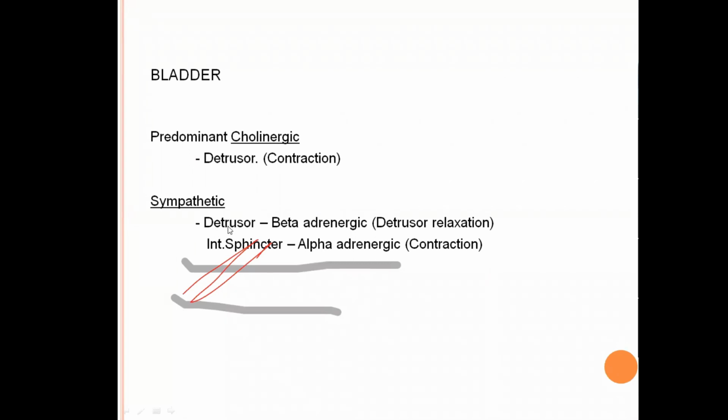The sympathetic, at the detrusor, there is a beta adrenergic. It is meant for relaxation.